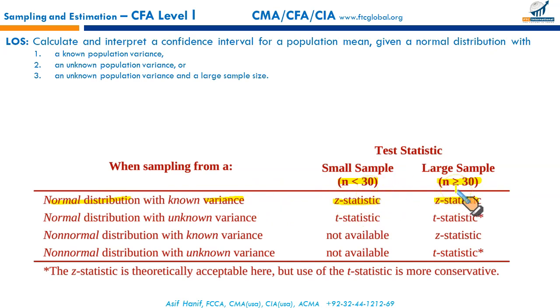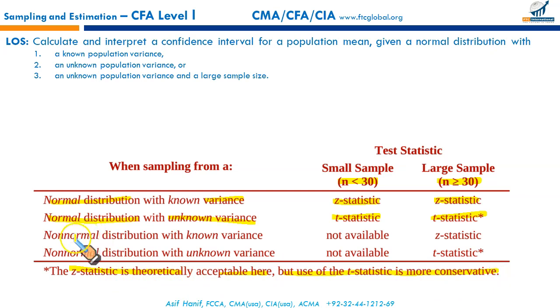All right. Now, if the distribution is normal, but the population variance is unknown, in that case, small sample size, you will use t statistic, less than 30. We discussed that a little while ago. And if the sample size is large enough, we have the option to either use t statistic. We can also use z statistic. Here is an asterisk sign, meaning the z statistic is theoretically acceptable here, but use of t statistics is more conservative, gives you more conservative results, right?